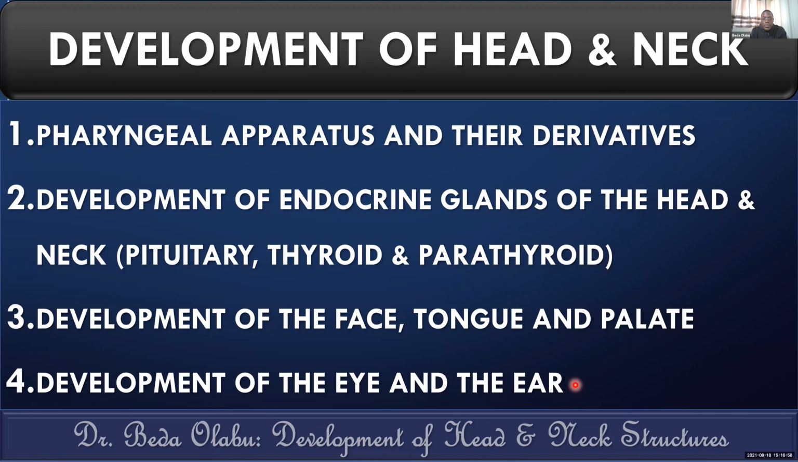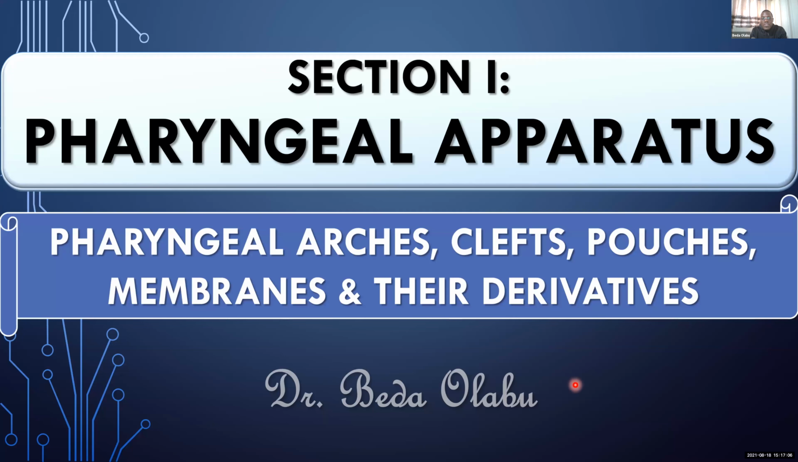So as I've told you, today we are only looking at section 1 of development of head and neck, and that is going to focus on the pharyngeal apparatus. When we talk of pharyngeal apparatus, we are referring to some structures which are called pharyngeal arches, pharyngeal clefts, pharyngeal pouches, pharyngeal membranes. And we are also interested in the derivatives of these structures. So in this lecture, we are going to define what are these pharyngeal arches, what are these clefts, what are these pouches, and what do they become?